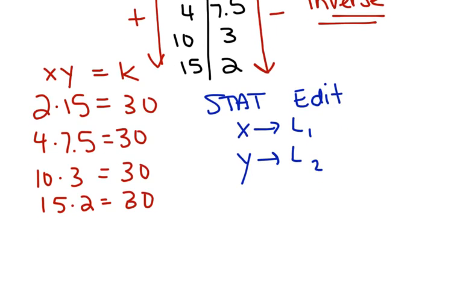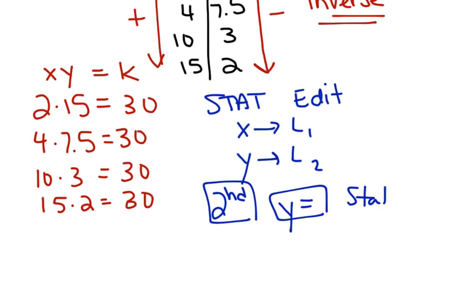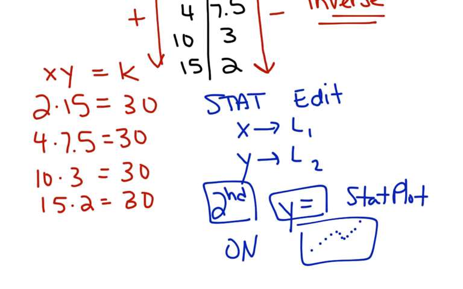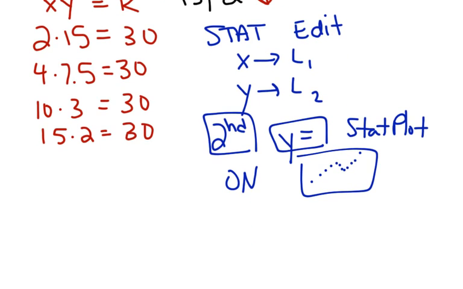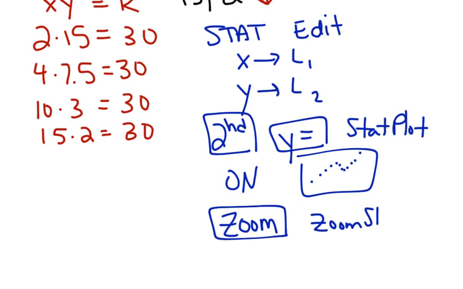Once you've done that, then you want to go to second y equals. That's stat plot. And under stat plot, you want to make sure it's on. And you also want to make sure that you have the right type of graph highlighted. This type of graph is the one that's highlighted. After you do that, the last thing you're going to do is go to the zoom button and look for a function called zoom stat. And when you do that and hit graph, you have a curve on your calculator that looks something like this.